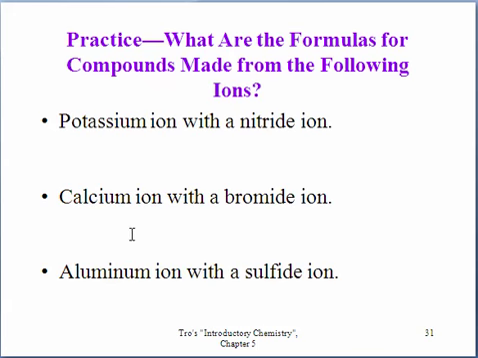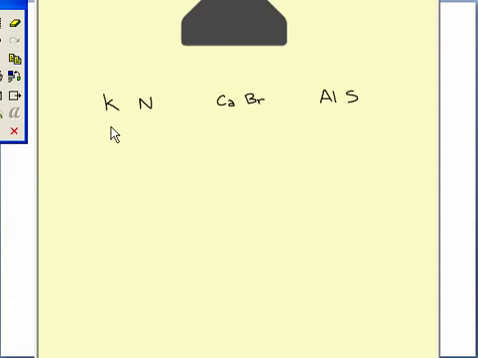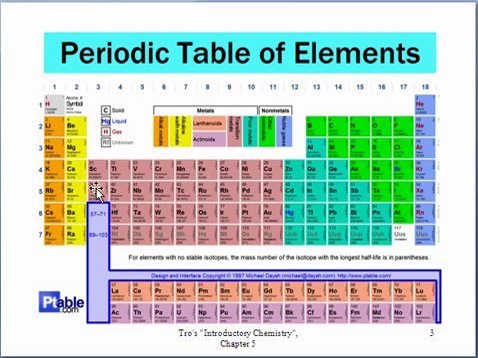So pause the slide, use your periodic table, and write out the formulas for the 3 ionic compounds made up of the ions listed here. So the first thing I do is write down the symbols: potassium, nitride, calcium, bromide, aluminum, sulfide. Then I look at the periodic table to see what my charges are. Here's potassium, the first column. It's a metal, so its charge is going to be +1.